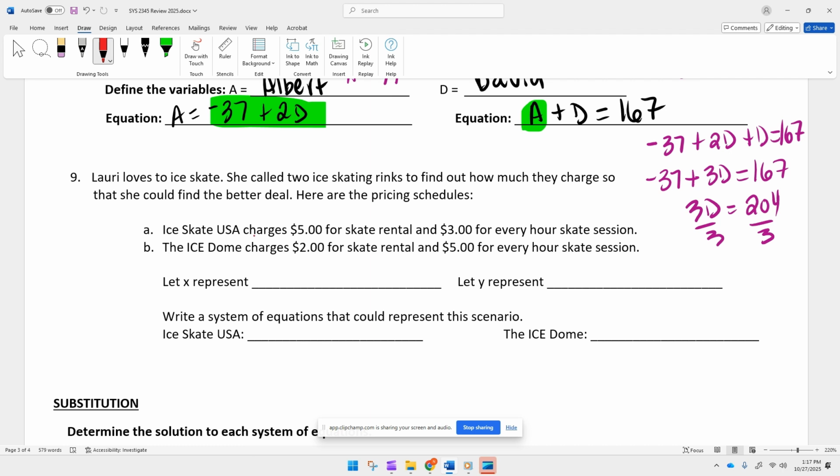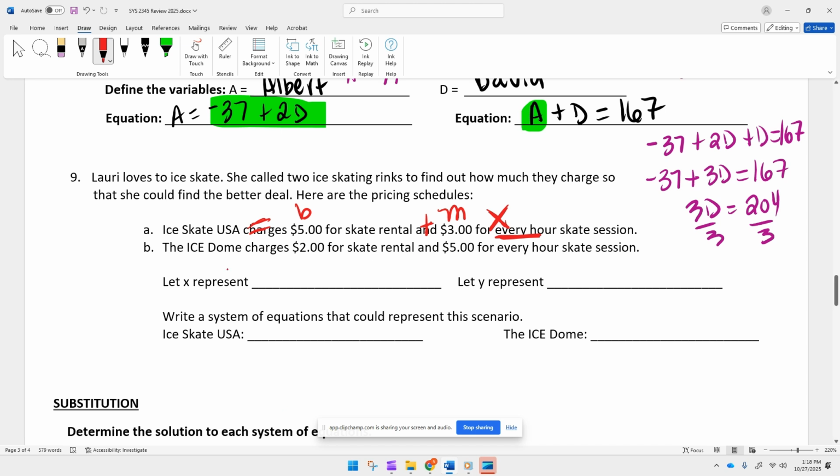So the first rink charges, so that's equal to, right? $5 for the skate rental. And that's plus $3 for every. Every is your keyword for X. That means the 3 is your slope. That means the 5 is your B value.